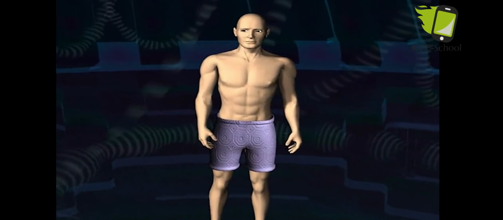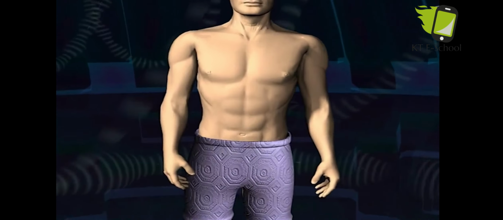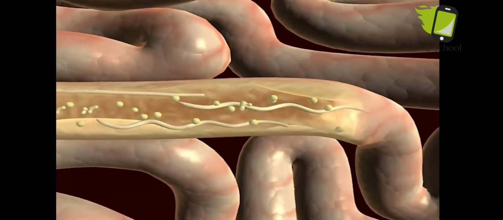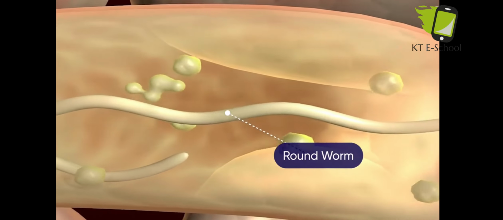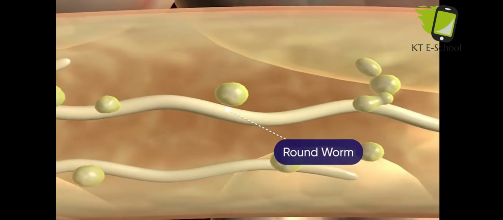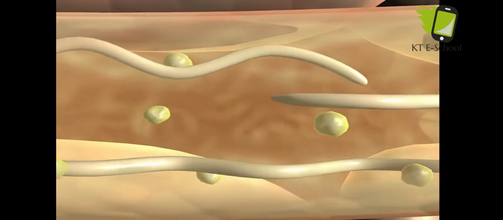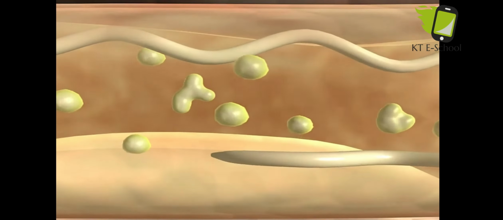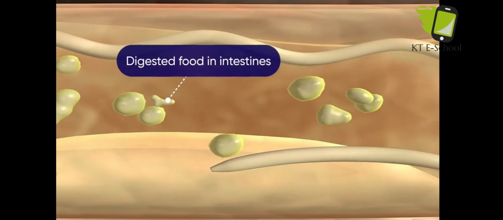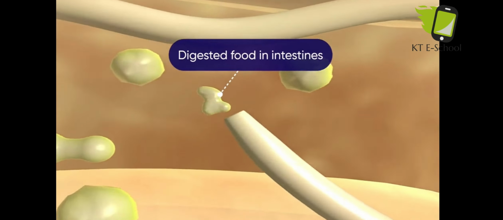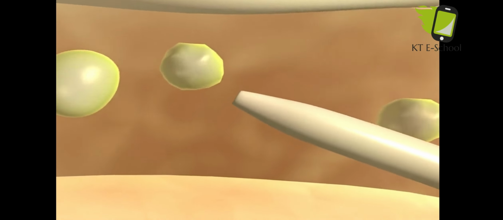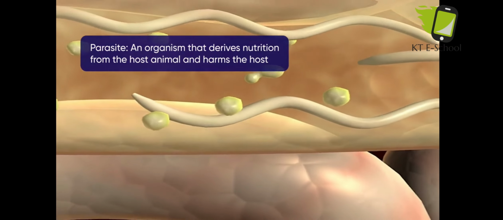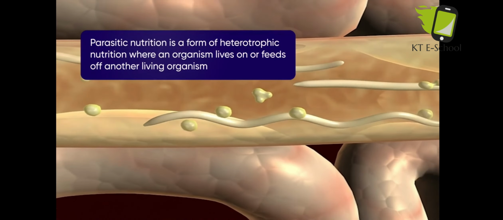Let us observe a human being and make his body transparent. The human body is host to some organisms like roundworms. These roundworms move freely in the intestine of the human being along with the food particles. And these organisms absorb their nutrients from the host and can cause infection. Such organisms are parasites, and their mode of nutrition is parasitic nutrition.